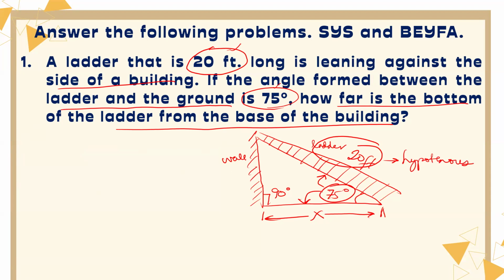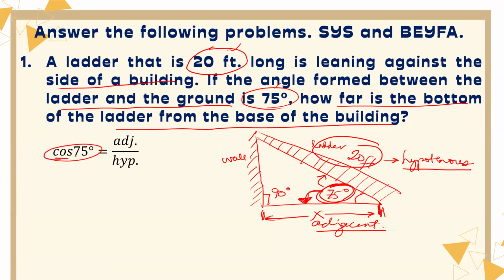And with respect to this angle, how do we call the distance from the bottom of the ladder to the base of the building? Very good. This is the adjacent side, right? So now that we know that we have the length of the hypotenuse and we're required to determine the adjacent side, and we have the angle between these two sides, then which trigonometric ratio do you think should we use? Sine, cosine, or tangent? Very good. We need to use the cosine trigonometric function, right?